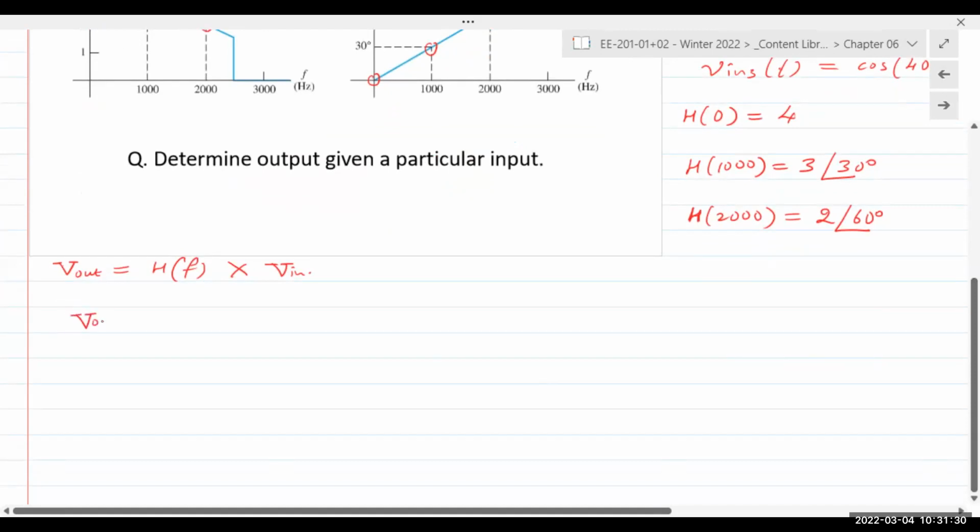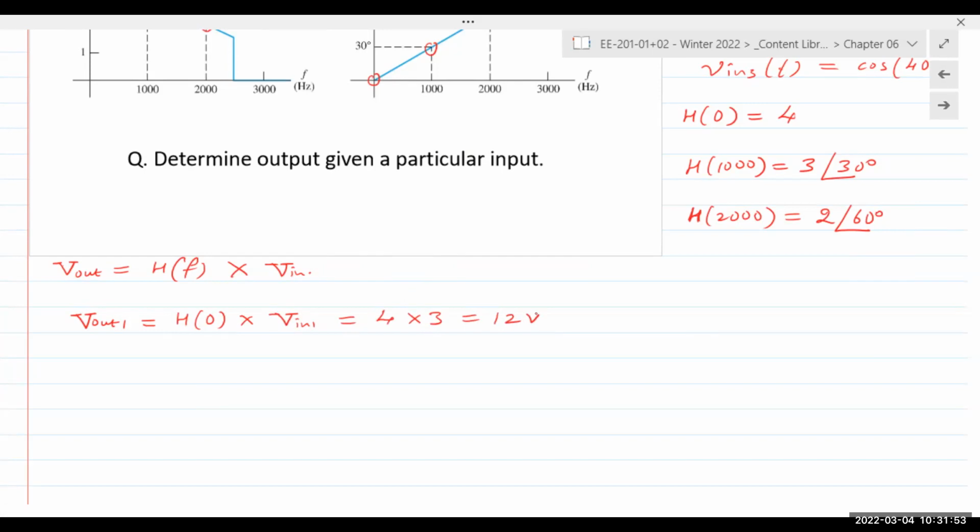So V out 1 is going to be H of F, meaning H of 0, times V in 1. This gives me 4 times 3, 12 volts. 12 volts. So there is a gain. There's a gain factor at 0 hertz.